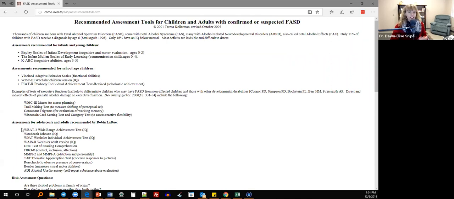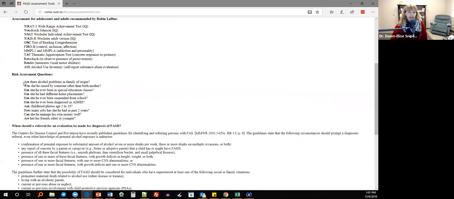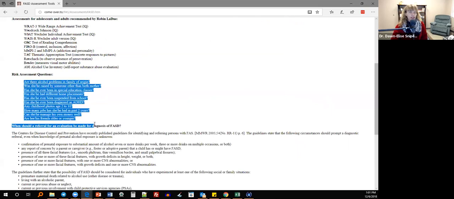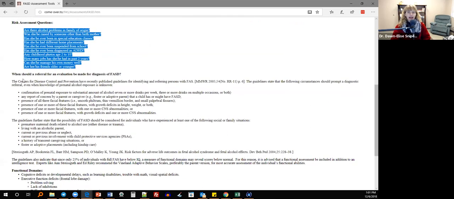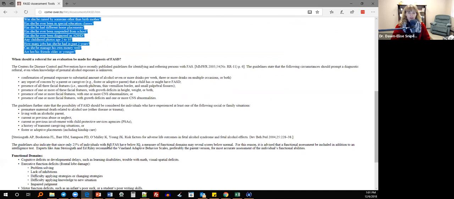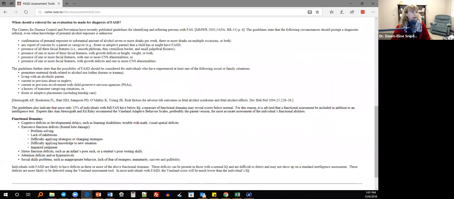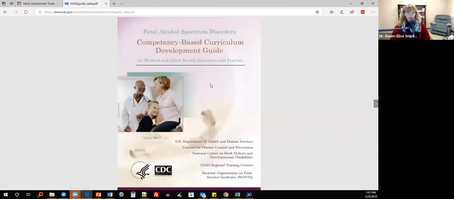Assessment for adolescents, the RAT, the Woodcock-Johnson, the WACE, very familiar with those. Risk assessment questions that can be asked during the assessment of someone when you're talking with the caregiver. And it helps you identify any features or signs that a person may need a referral for an in-depth assessment. And if you guys want to go take your quiz, you can now. I'm just giving you extra resources.